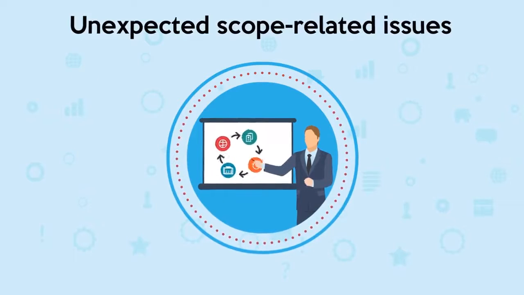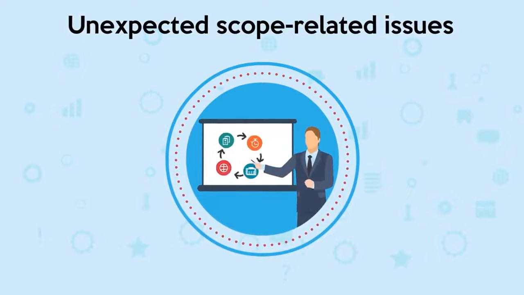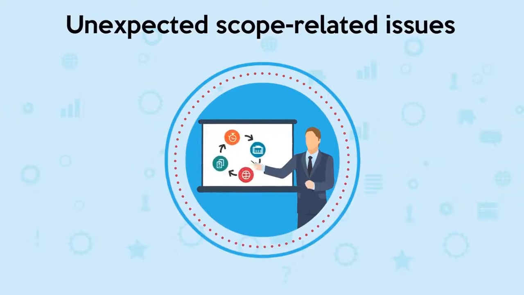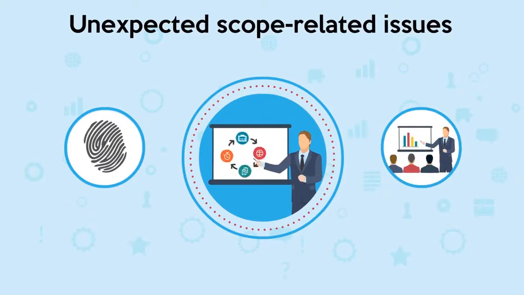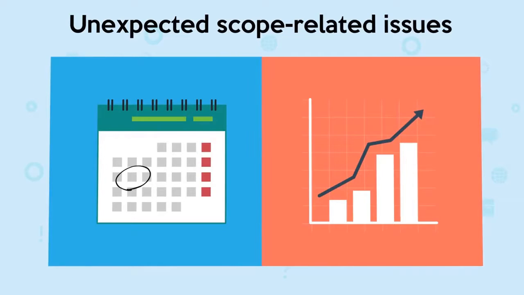Unexpected scope-related issues often arise during a project, and these can change the project's requirements or raise its complexity. For example, a recent change in a safety regulation causes the project manager of a construction project to also consider additional training. This will push the project scope beyond what was planned and may impact the schedule and budget.